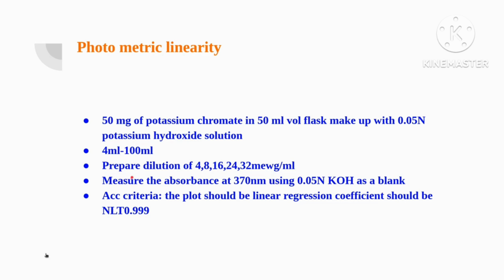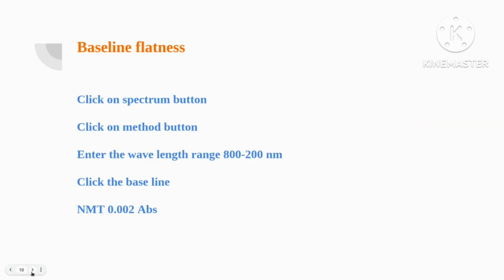Next one, baseline flatness. For baseline flatness, operate the UV spectrophotometer according to the SOP on the operation. Once the UV probe software is up and running, click on the spectrum button on the toolbar. Click on the method button on the toolbar to set up the condition.